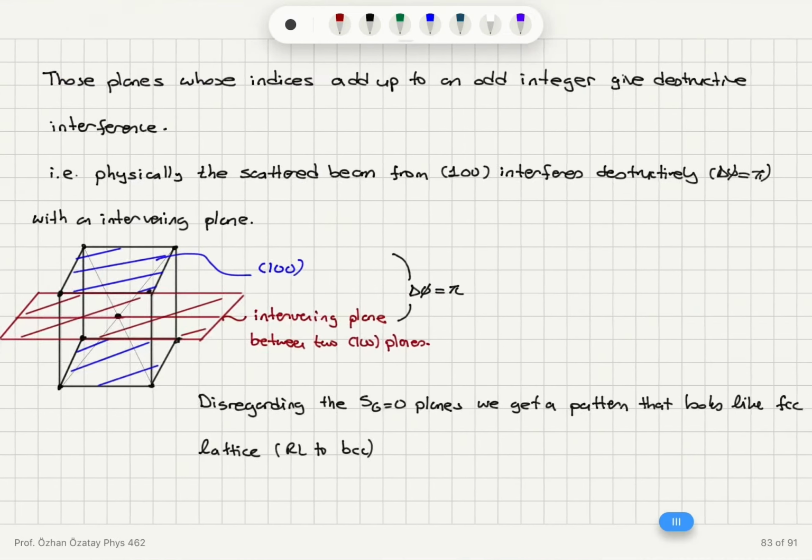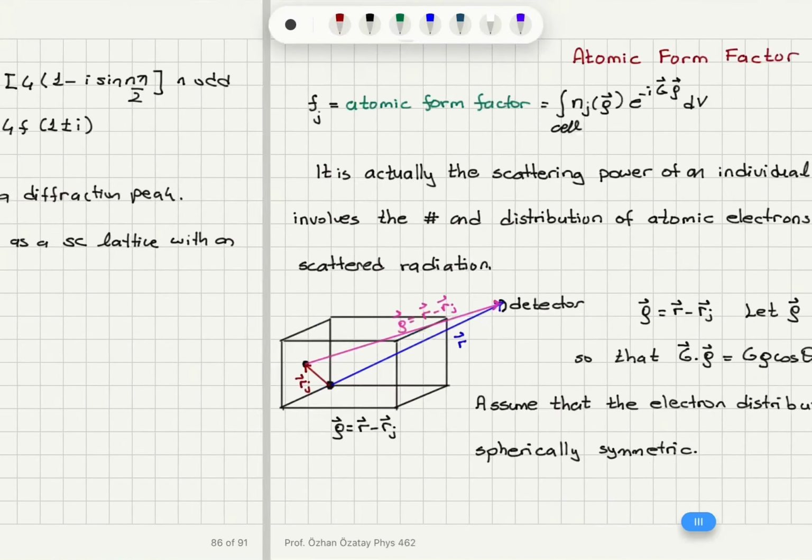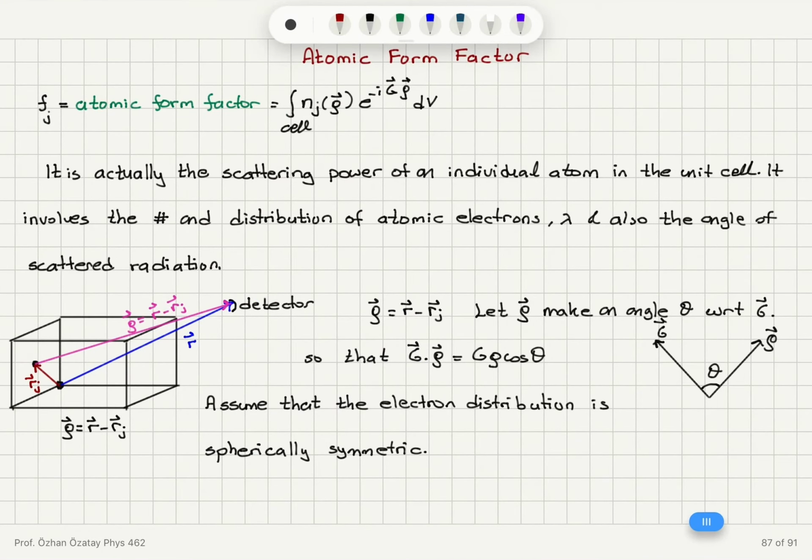Okay, so let's start this discussion with reviewing again what the atomic form factor was. It's the integral over one cell of n_j of rho e to the minus i g dot rho dV. So n_j is the electron concentration of the jth atom as a function of its position with respect to the detector, exponential minus i reciprocal lattice vector dot product with the position vector.